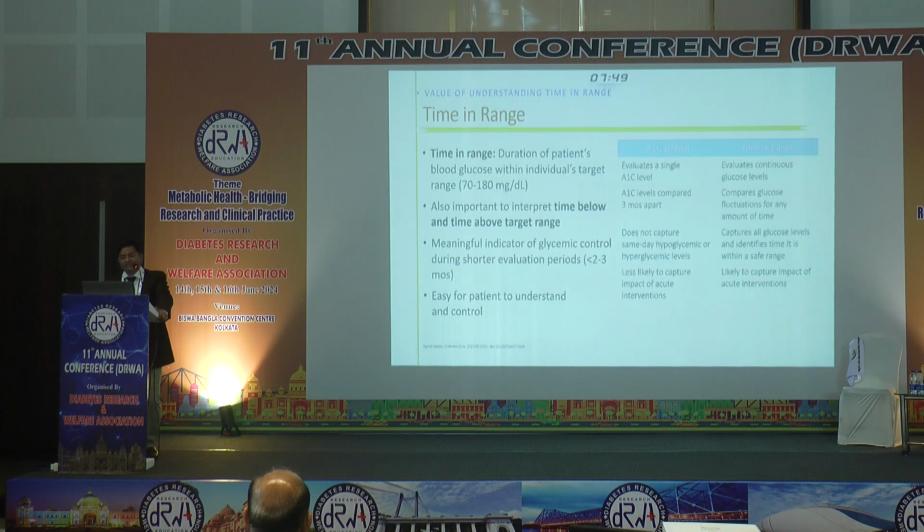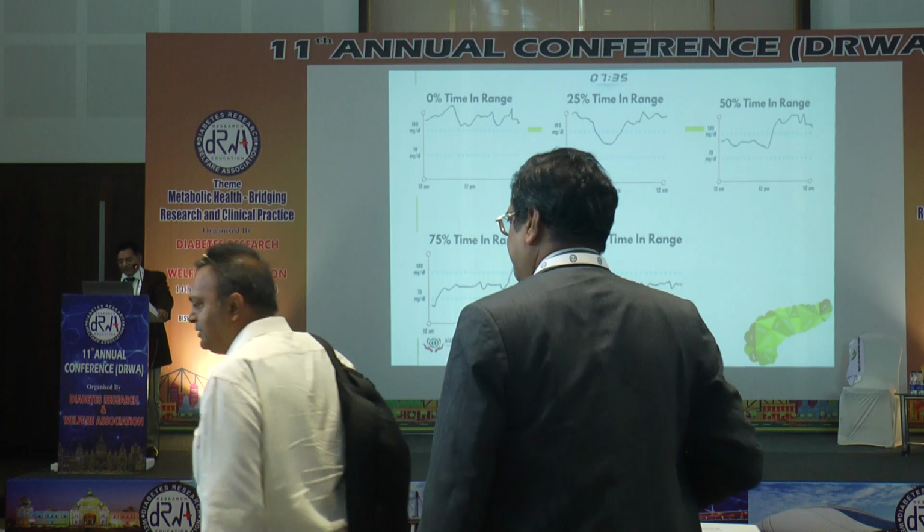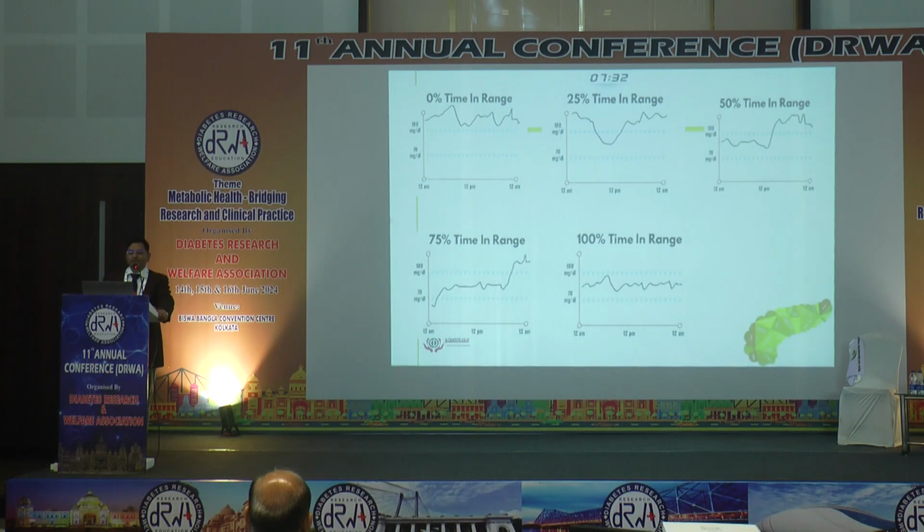So 70 to 180 TIR is the duration of the patient's blood glucose within the individual's target. Also important to interpret the time below range and time above range. And it's one of the meaningful tools for all of us to put into clinical practice.